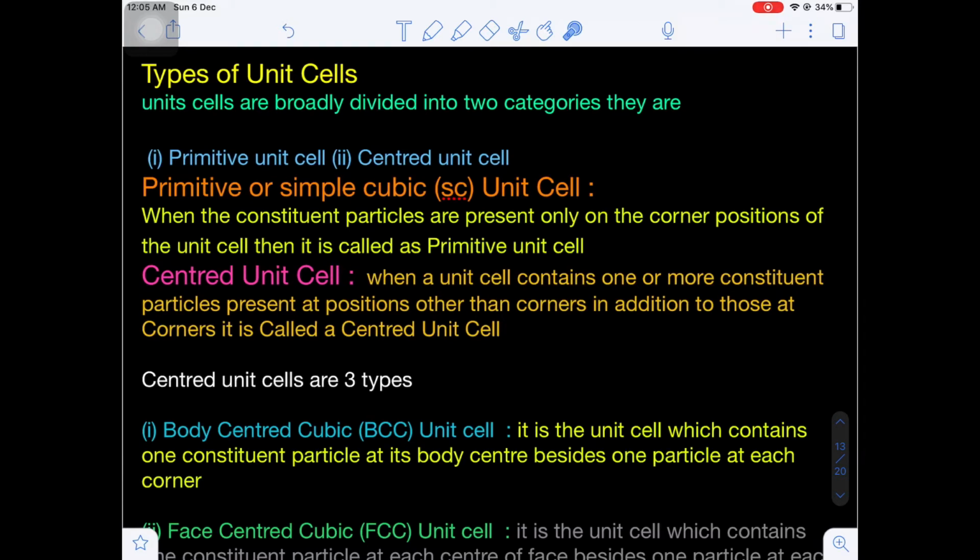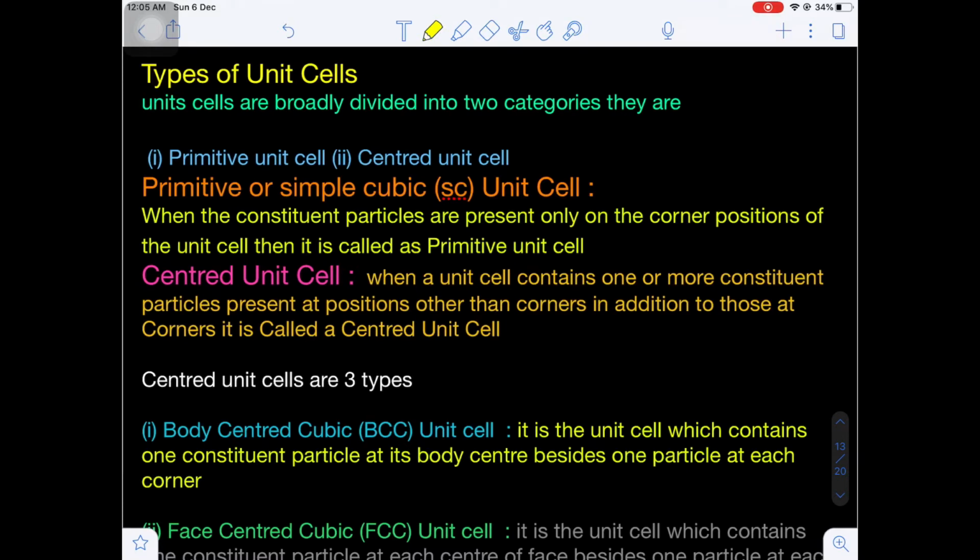Unit cells are broadly divided into 2 categories. Number 1, primitive unit cell. Number 2, centered unit cell. Primitive unit cell is also represented as a simple cubic unit cell. Okay. Now here, in a primitive or a simple cubic unit cell, the constituent particles will be present only at the corner.